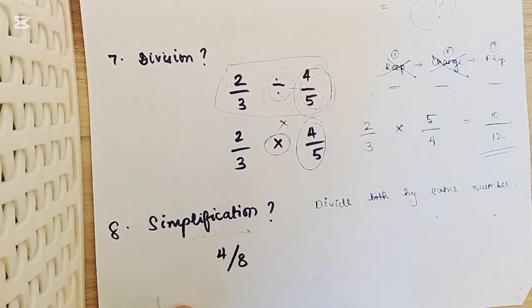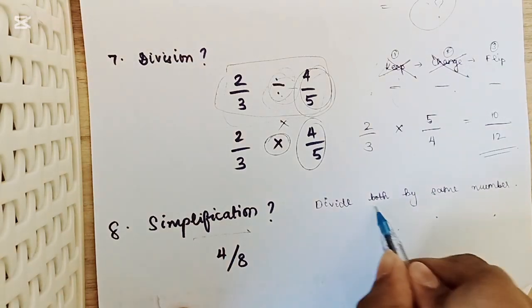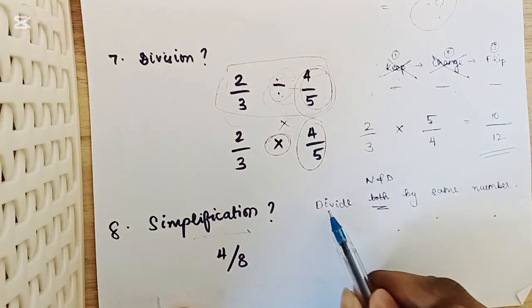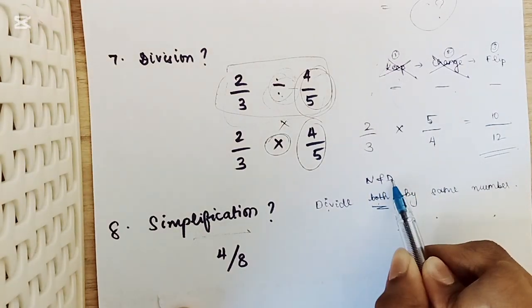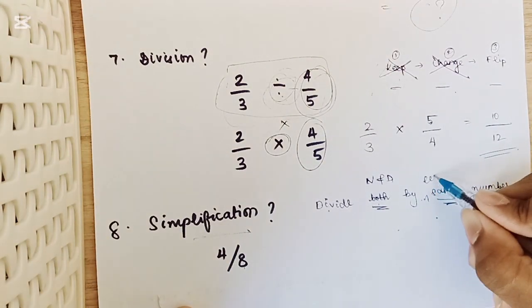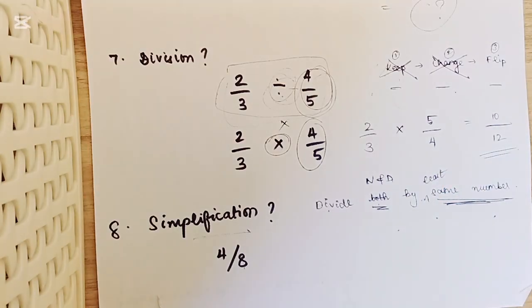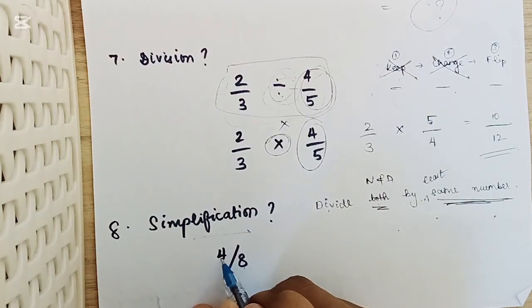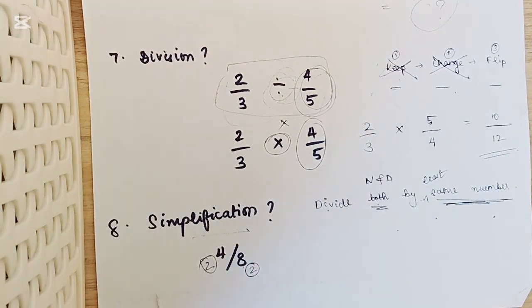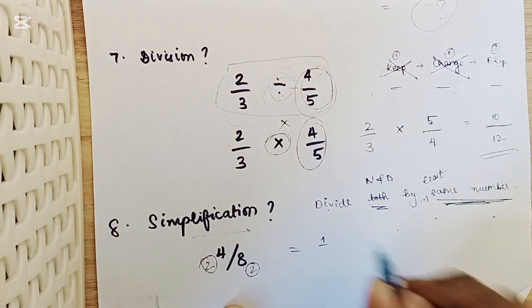So this is what you will do for simplification. Divide both by the same number. So what do you mean by both? Both means both numerator and denominator. Divide both numerator and denominator by the same number. So 4 by 8. Same number as in the least same number. So we'll take the smallest number in which we can divide both the numbers. 4 can be divided by 2. 8 also can be divided by 2. So we'll take the number 2.